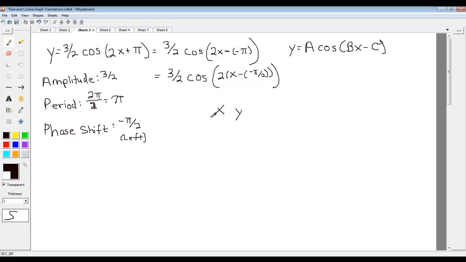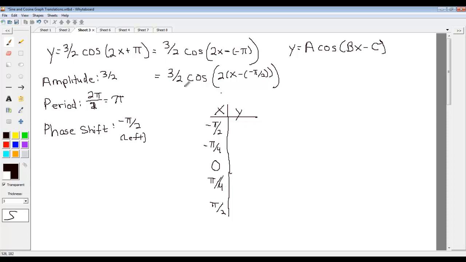Okay, so let's start with negative pi over 2 then. Since we're shifting to the left, instead of starting with 0, let's start with negative pi over 2. If it's got a period of pi, take negative pi over 2 plus pi, you get positive pi over 2. So that'll give us some beginning and ending points for a period of this. Halfway between negative pi over 2 and pi over 2 is 0. Halfway between negative pi over 2 and 0 is negative pi over 4. Halfway between 0 and pi over 2 is pi over 4.